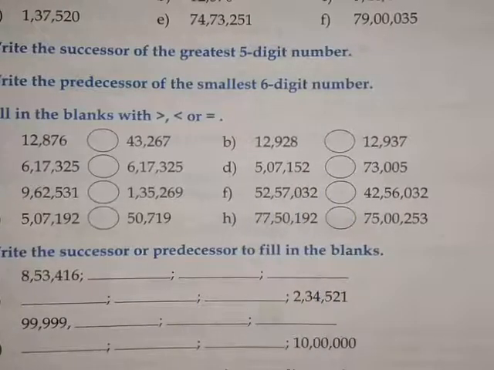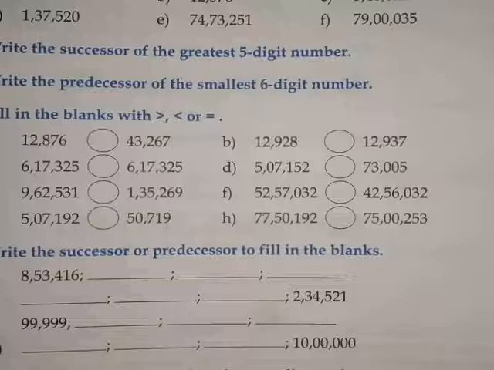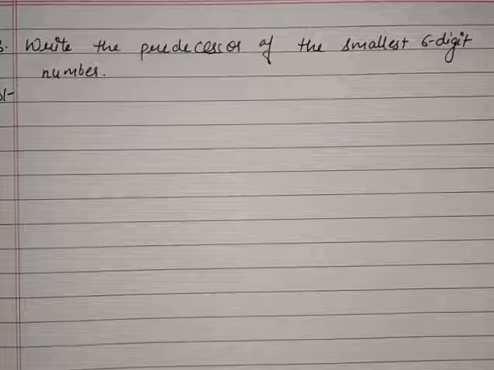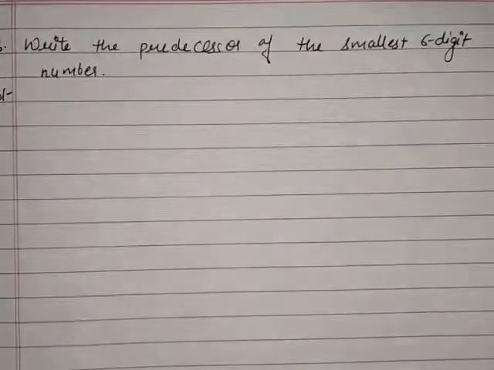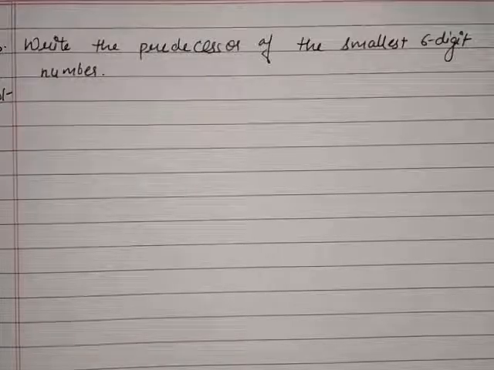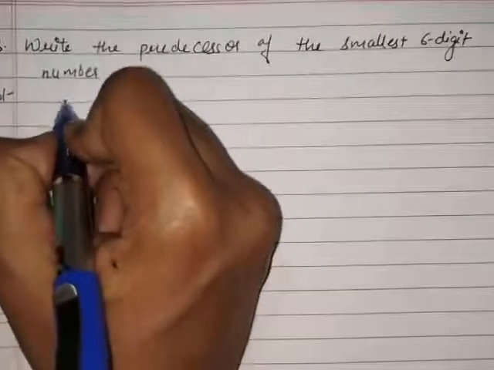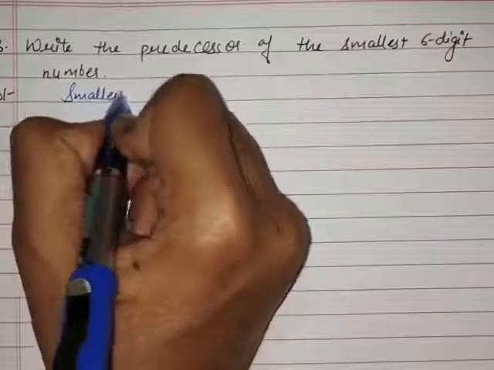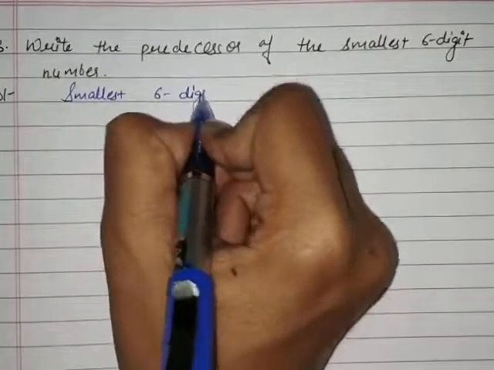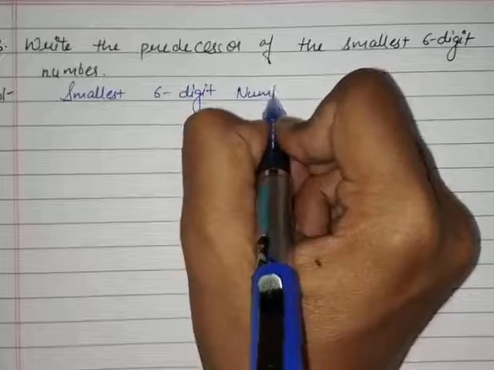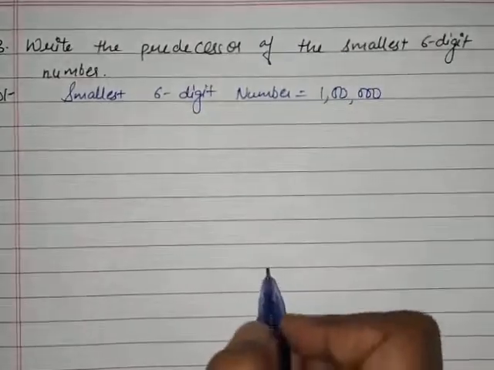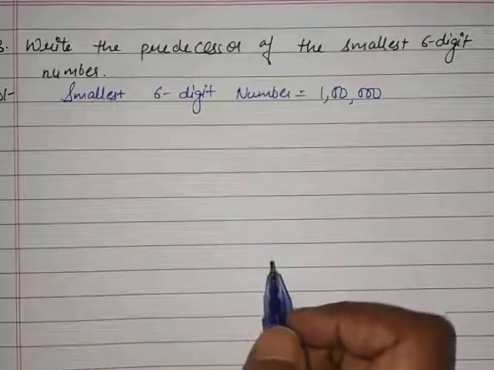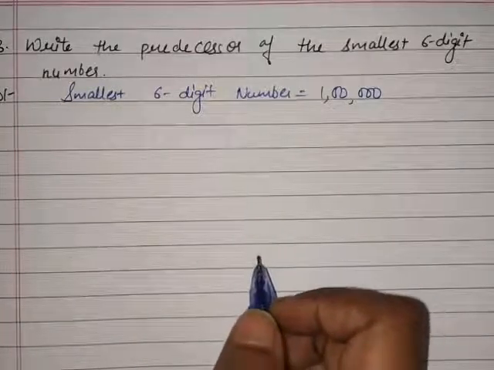Now what is the smallest 6-digit number? It is 1 lakh. I have noted down the question: write the predecessor of the smallest 6-digit number. Now what is our smallest 6-digit number? It is 1 lakh. We will note down the smallest 6-digit number equals 1 lakh. Now, what is the predecessor of the number? How do we get it? By doing 1 less than the number.